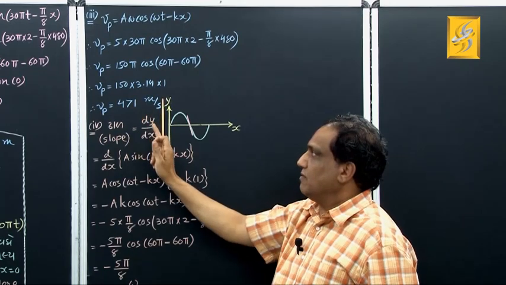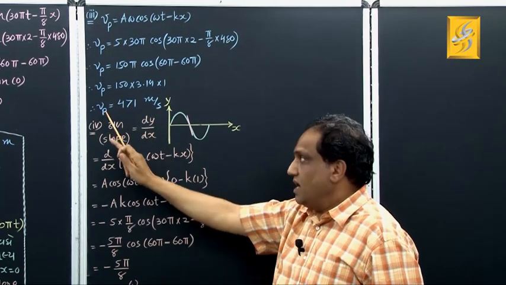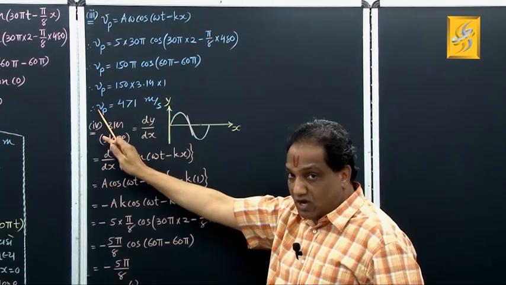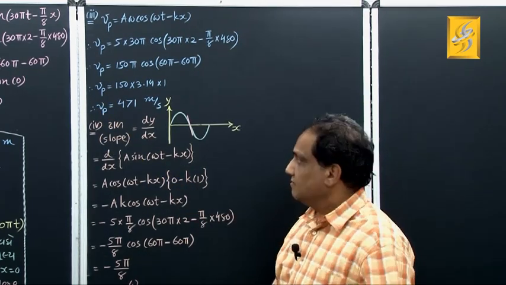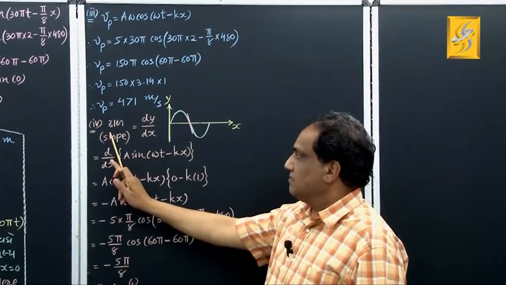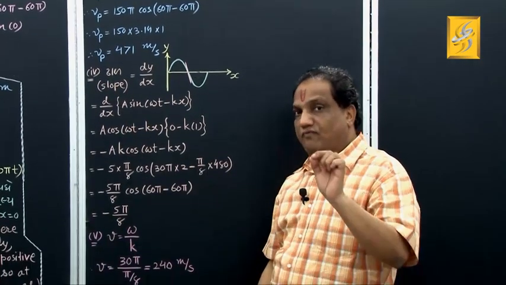SI unit of velocity is meter per second, correct? Mind well, this is not the velocity of the wave, this is the velocity of oscillation of the particle, fine. And at last they have asked about the slope of the wave pattern.